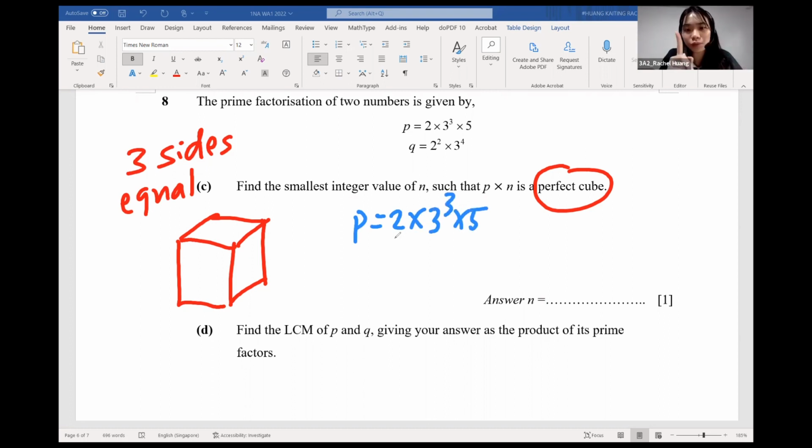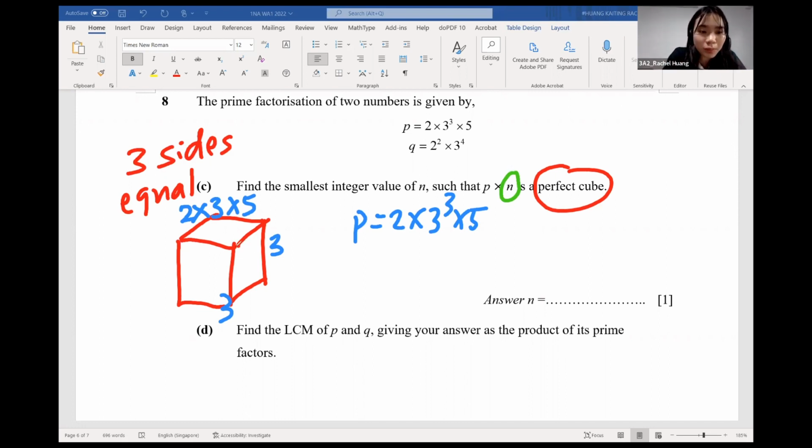1 copy of 2, 3 copies of 3, and then 1 copy of 5, right? You realize I can put the 2 here, right? But then no more. I can put the 3 here, another 3 here, and maybe a 3 at the bottom, right? Because I have 3 sides that I'm looking at, correct? Okay, and then that's it. I have a 5 here, and then you will realize, oh no, I don't have anything more, but I need to have 3 equal sides. So what do I need to multiply n to p to make it a perfect cube, right?